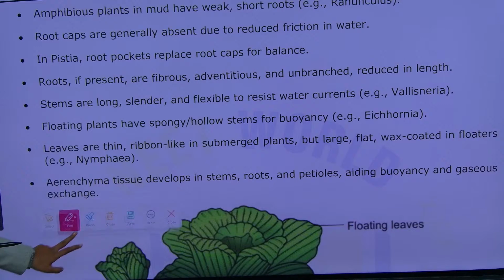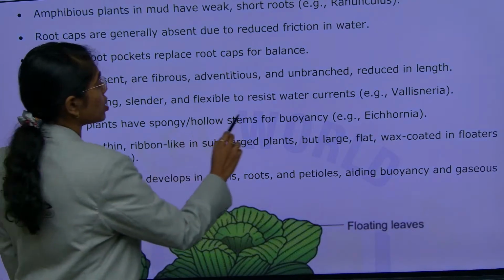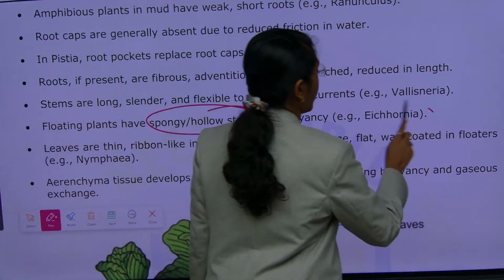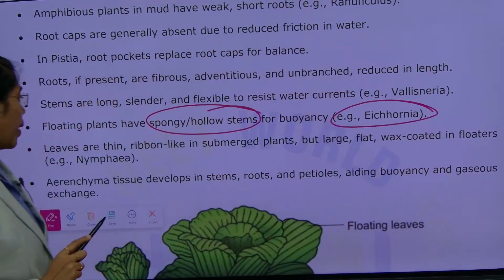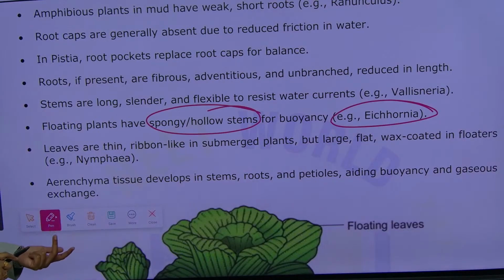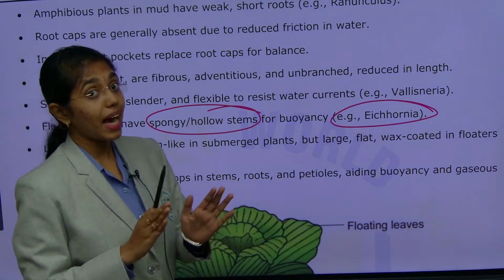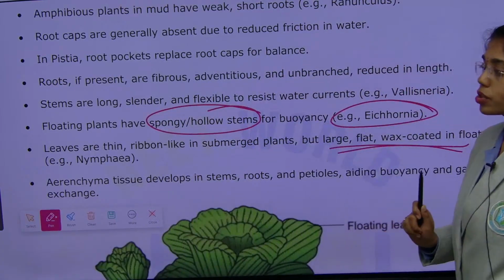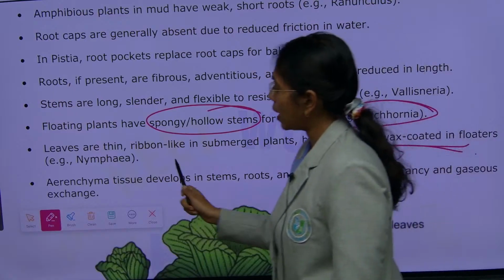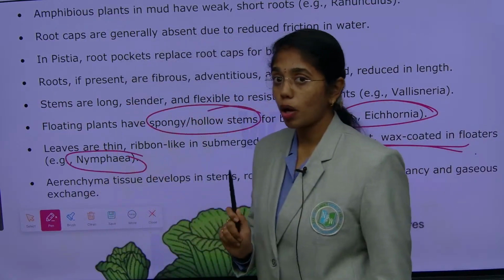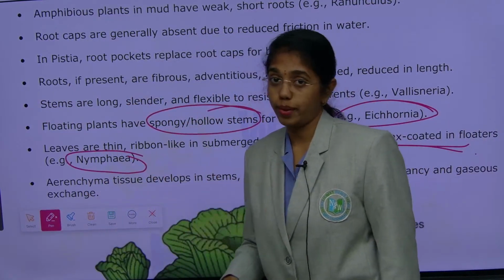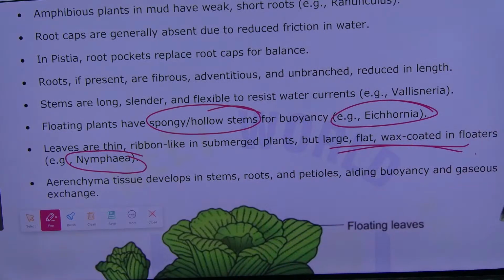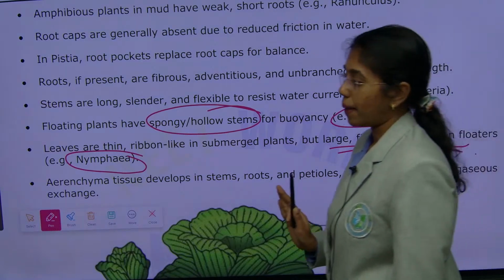Floating plants will have spongy or hollow stems for buoyancy. The best example is Eichhornia. Leaves are thin and ribbon-like in submerged plants, but they are flat and wax coated in floaters. Example you can take is Nymphaea. Wherever possible, highlight the examples all the time and write the answer with examples, because examples are always an add-on for your exam. Fine, right?